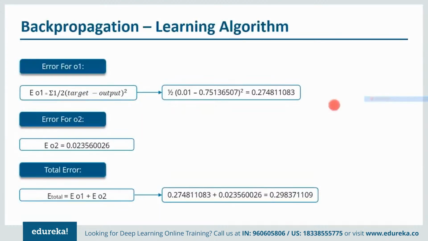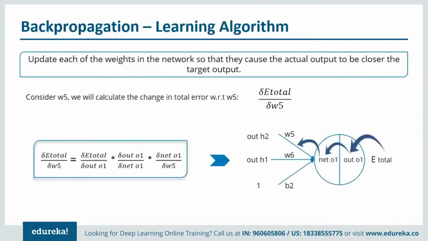The error for output O1 is nothing but the sigma of 1 by 2 times target minus output, whole square. Target is your desired output and output is your actual output. So the error of the O1 neuron will be 0.278. Similarly, for O2 it will be 0.023. So the total error comes down to 0.29 something. Next up, we need to update the weights so as to decrease this error.